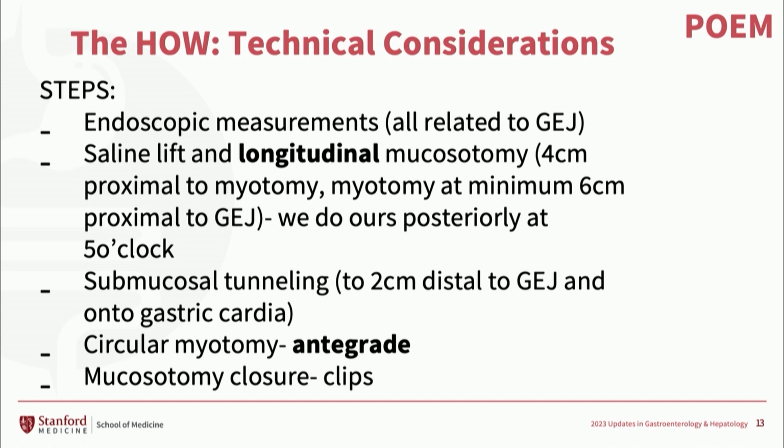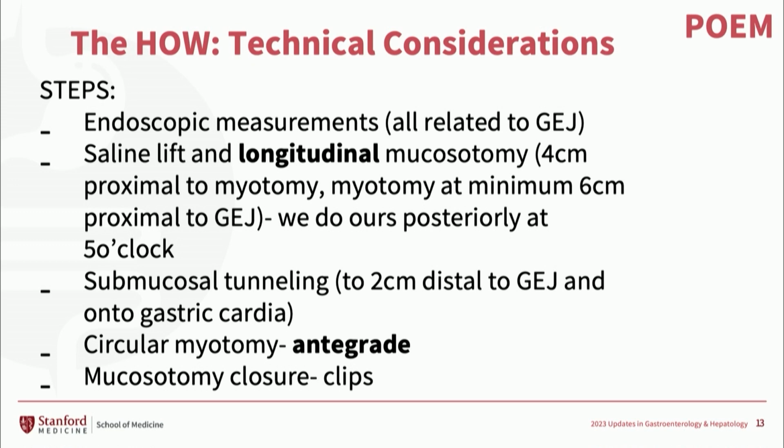The myotomy should start at minimum 6 centimeters, 5 to 6 for type 1 and 2, proximal to the GE junction. And we do all of this posteriorly at the 5 o'clock position, but this can be done circumferentially. So if there's been a prior POEM in that position, you can go anteriorly. Or if a patient's had a prior Heller myotomy, you're not going to be at all in that anterior plane that was done surgically.